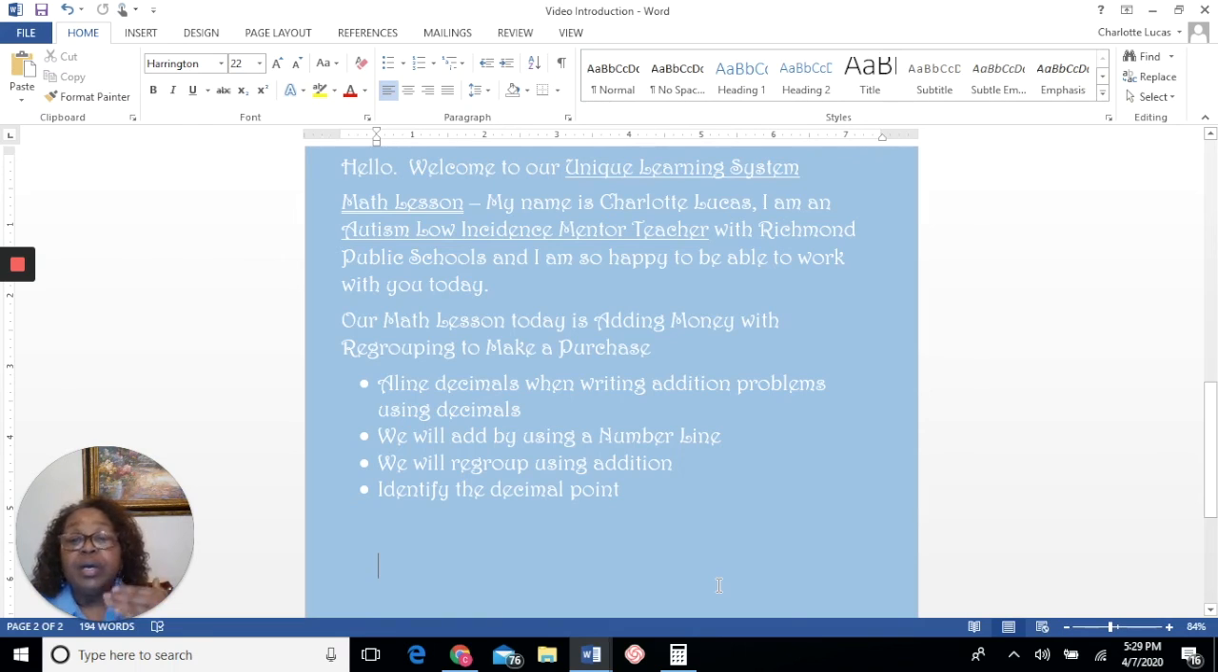All right. We aligned our decimals. When we were adding, we did a very good job. We know if they're not in line, we will not get the right answer. We added using the number line. And you don't have to use the number line. That's what I use, because if I use a number line, I will always get it right.